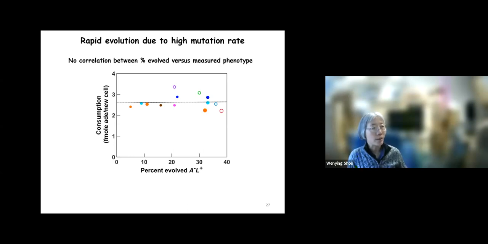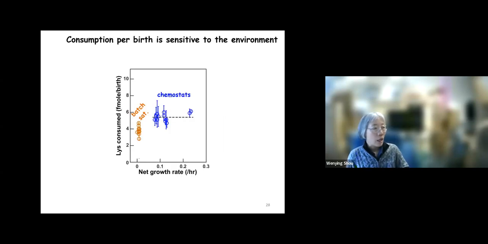So we just use the chemostat phenotype, because they are equivalently rapidly evolving, as the one for the prediction problem. So now this is the phenotype, right? Consumption. This is batch saturated culture. This is chemostat run at different growth rates. And we see they are different.